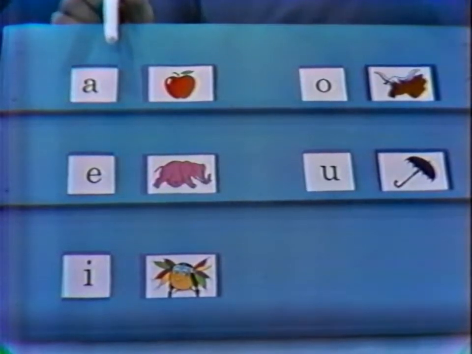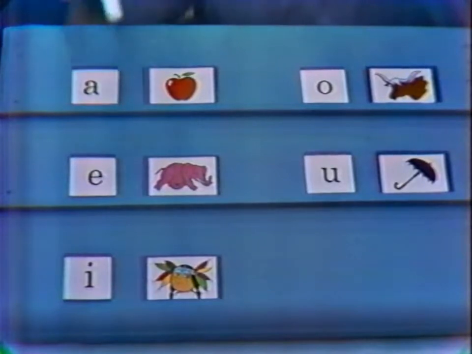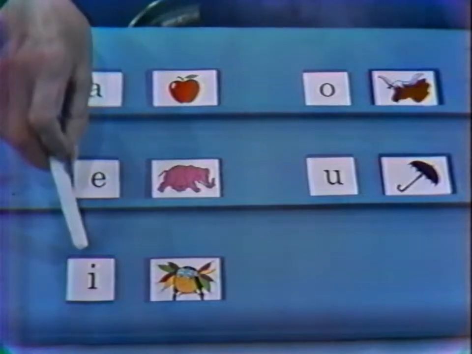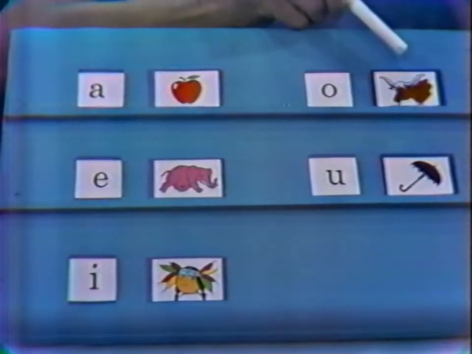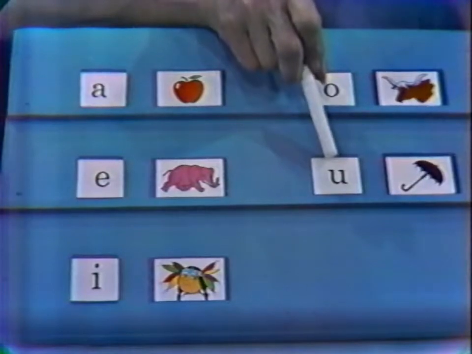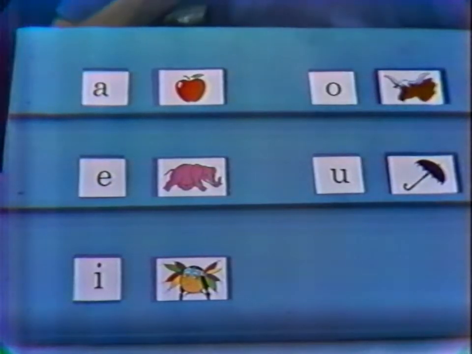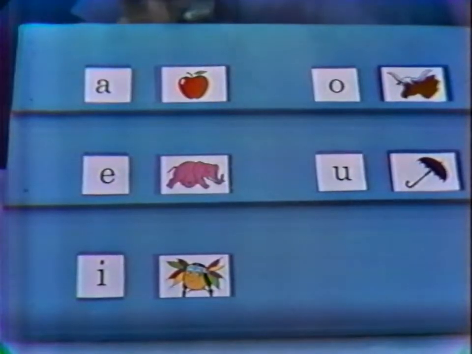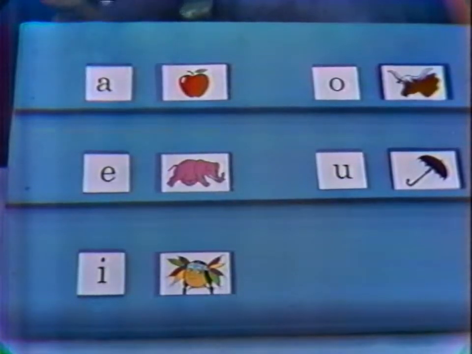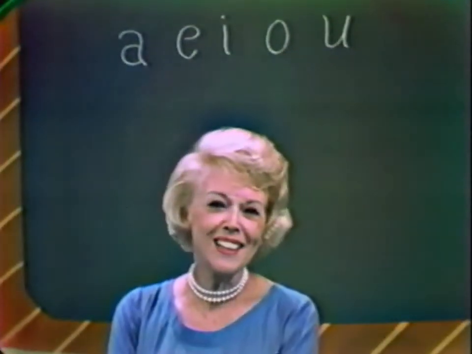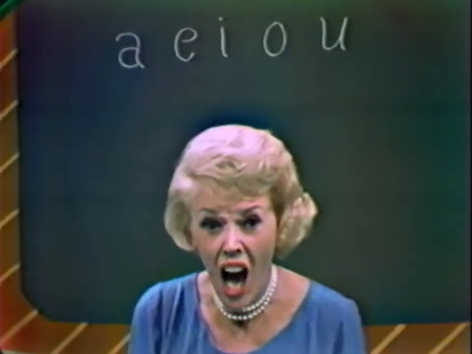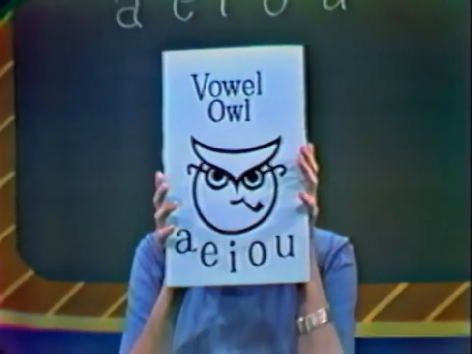A is a, as in apple. He's the elephant in the zoo. I's the I in Indian. And O's the I in ox. And the in umbrella is the U. It's true, it's just another way of saying A-E-I-O-U. Well, when you learn all these vowels, you will be as wise as an owl, a vowel owl.